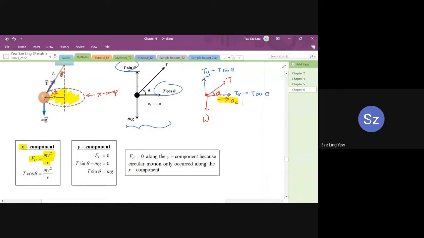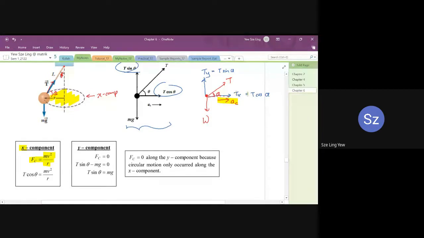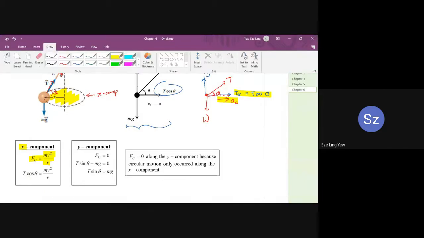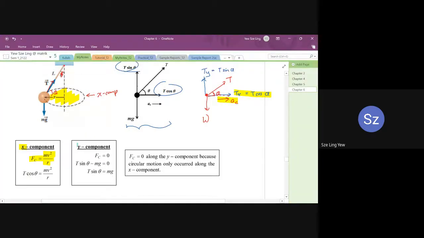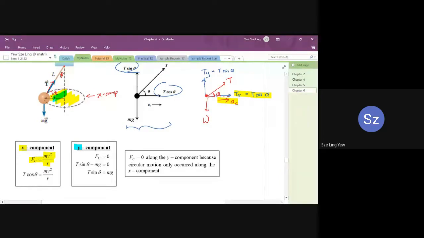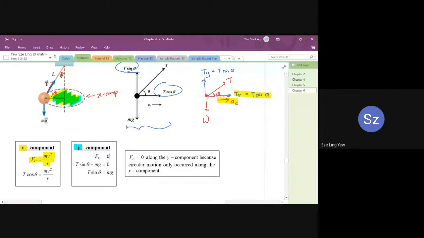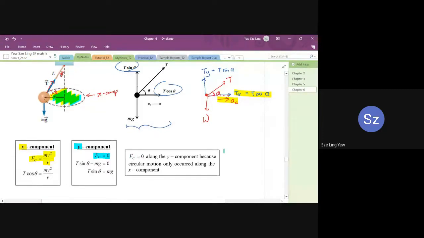So the only force that I have along the x component is just Tx equals T cos theta. Therefore, T cos theta equals mv squared over r. Now, for the y component, there's no circular motion along the y component, because like I showed you in the diagram, I have only the x component. So for the y component, Fc is equal to 0. You use the first law, because circular motion only occurs along the x component.